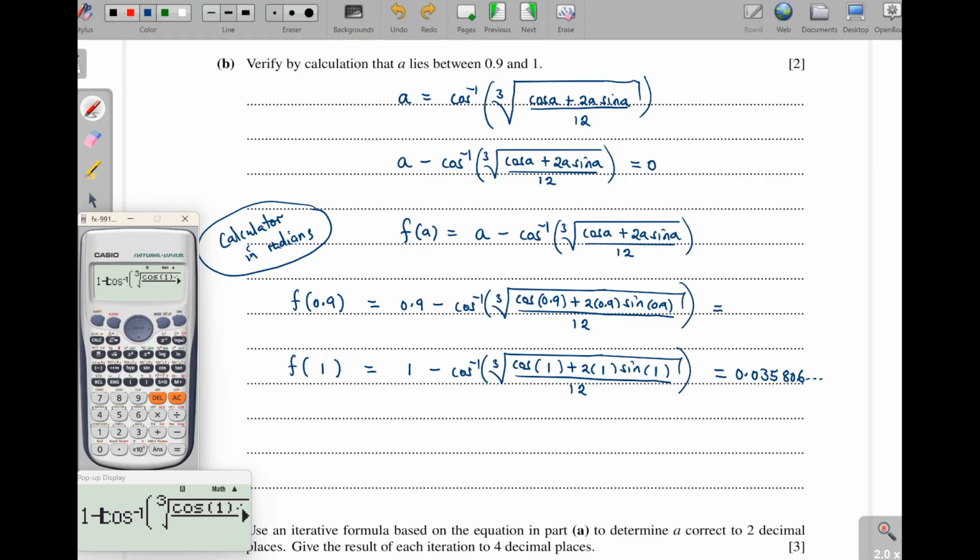So I'll come to this, and wherever there is a 1, I'm going to put a 0.9. So we also put 0.9 here, and then we also continue the same thing here, 0.9, and also here 0.9. So we get a negative. That is negative 0.08459.